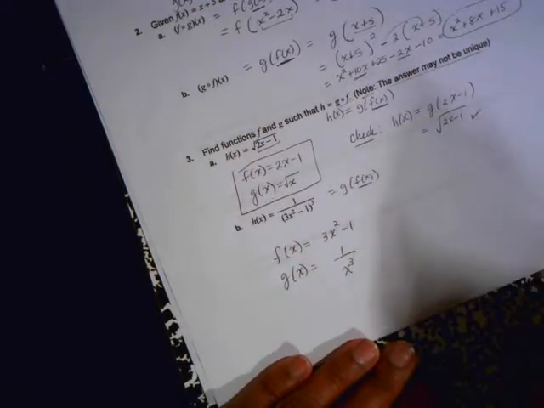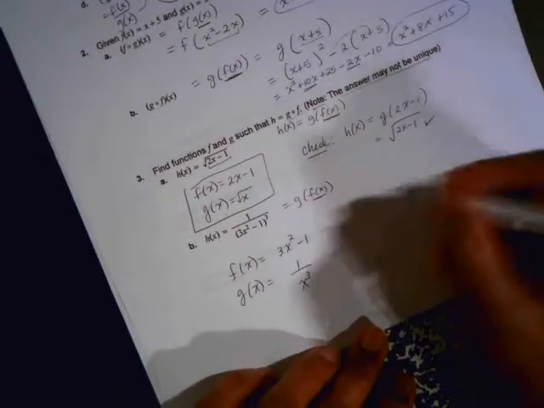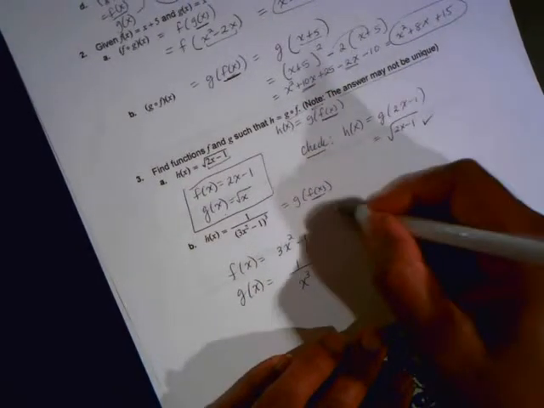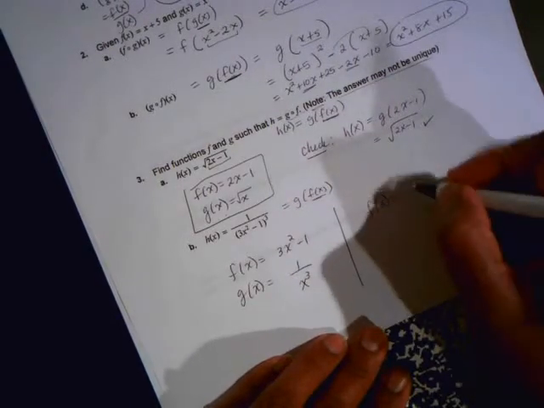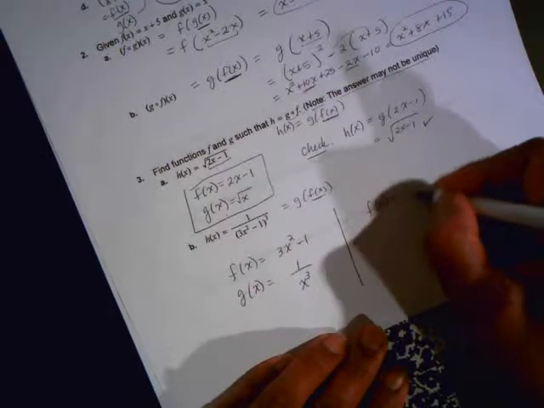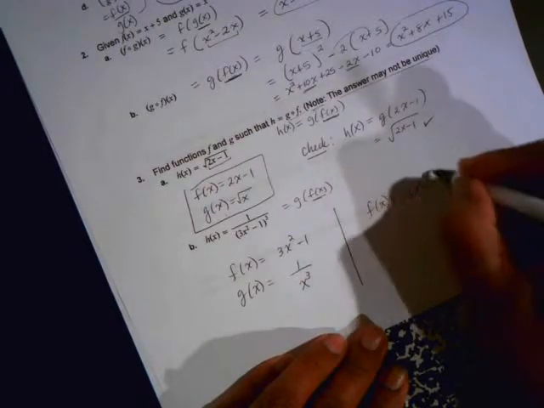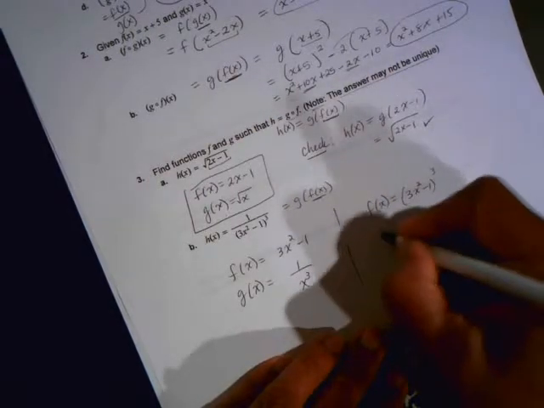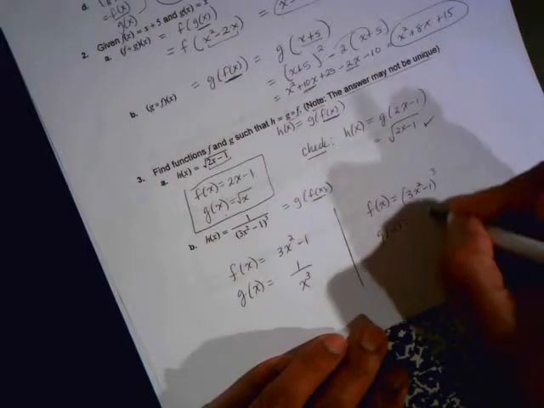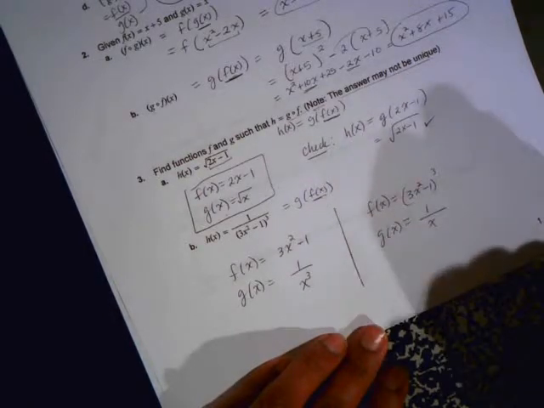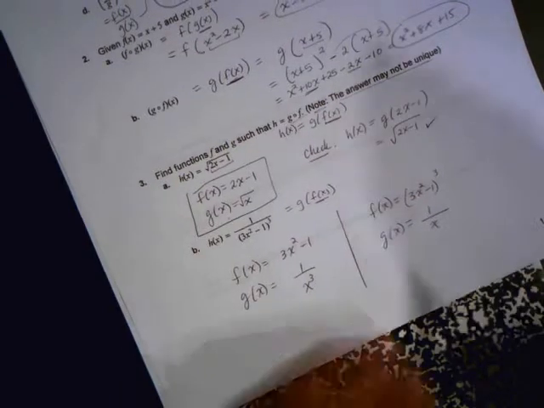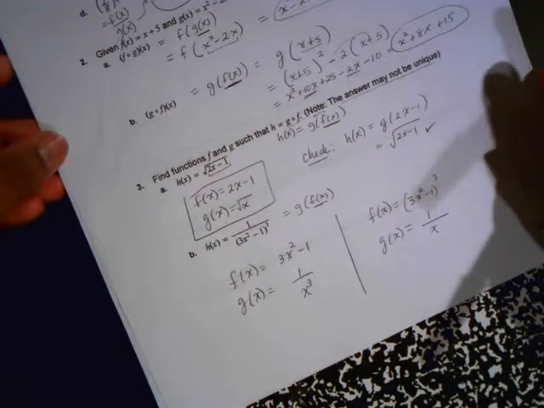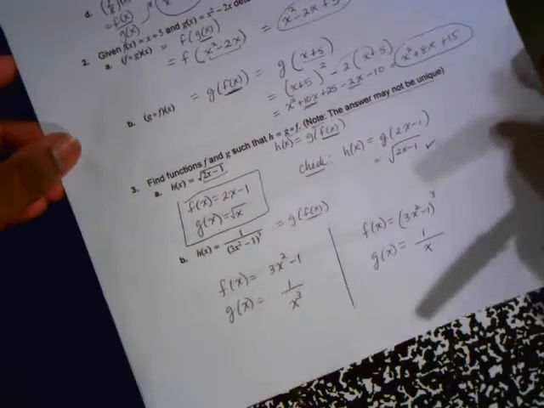Another possibility for this problem is we could have f of x equal to 3x squared minus 1, cubed, and then g of x could just take 1 over x. So you could do the check like I showed you earlier to see how both of these work, and there's actually even more possibilities, but I think that's good enough for this problem.